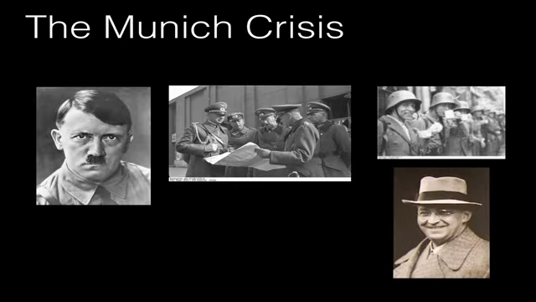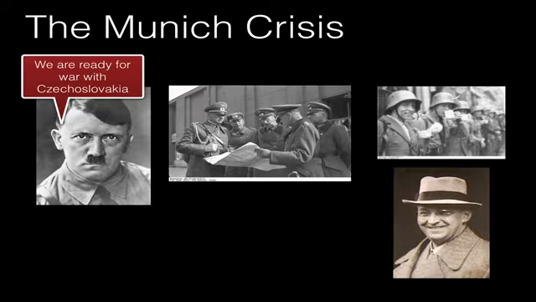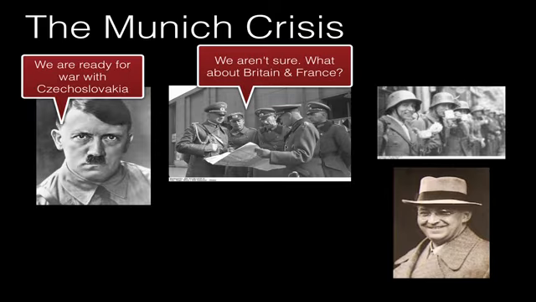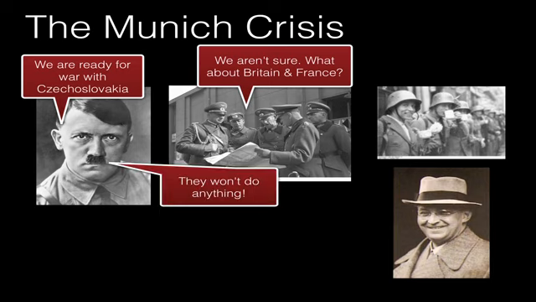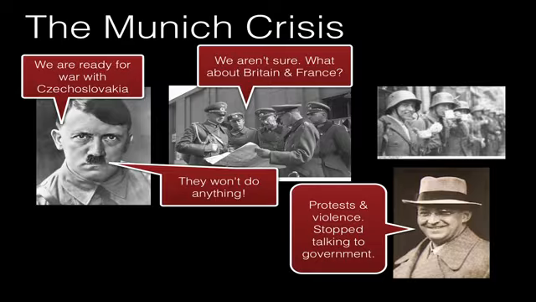You'll see why it's called the Munich Crisis in a moment. So Hitler is making these aggressive pronouncements: "We are ready for war with Czechoslovakia." Hitler's generals, however, are not quite so sure, because they're worried, what if Britain and France get involved? They don't feel the German army is ready to take on Britain and France at this stage. Hitler is very confident that Britain and France will not do anything. He's not worried about them at all.